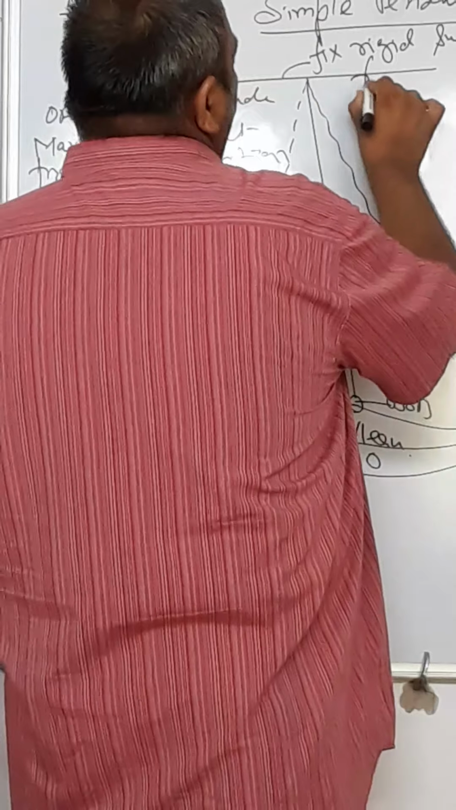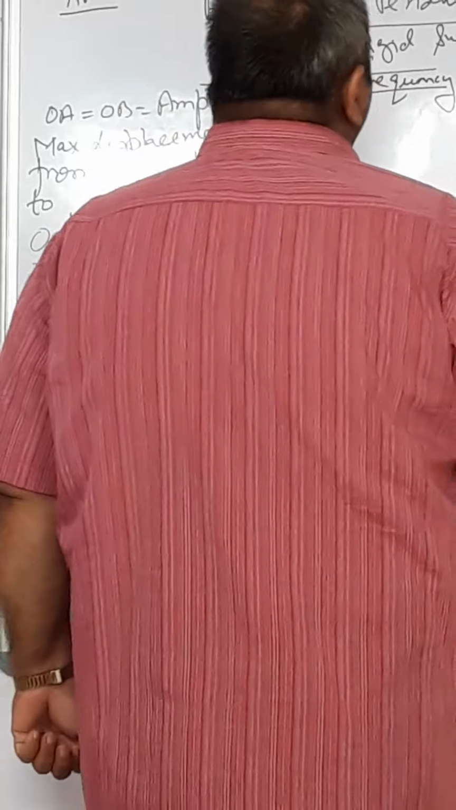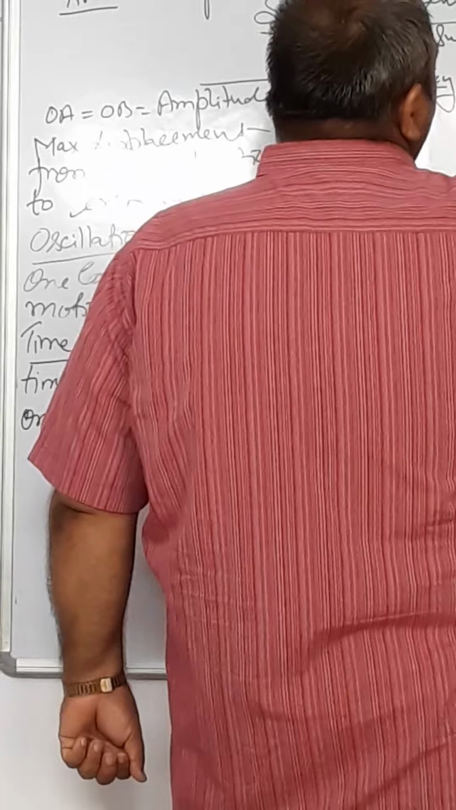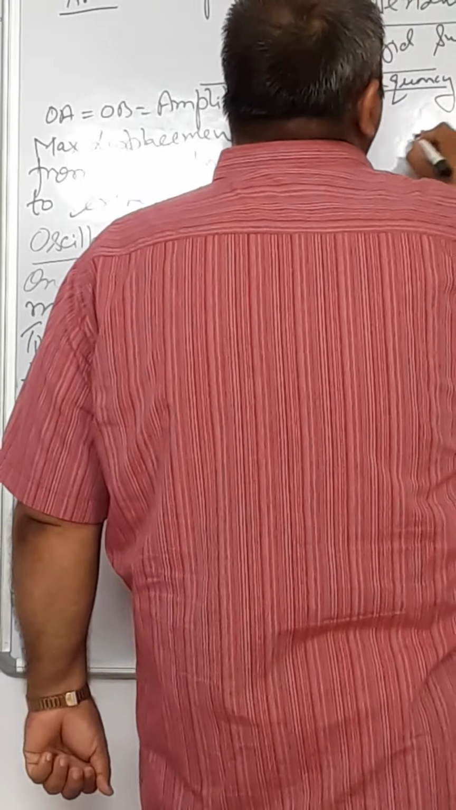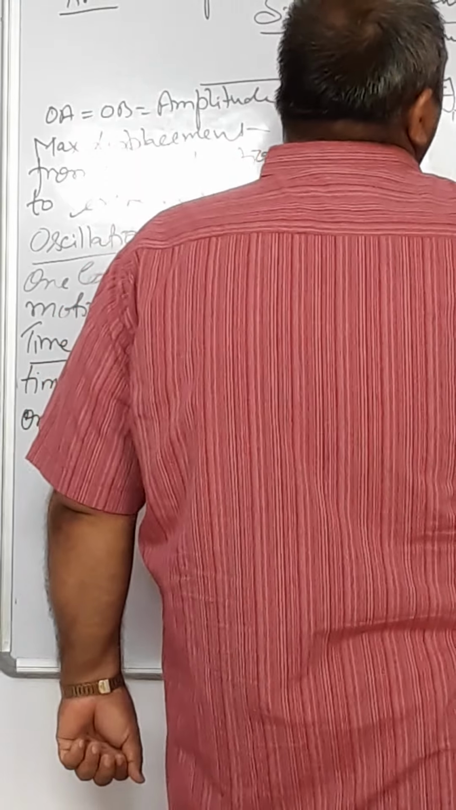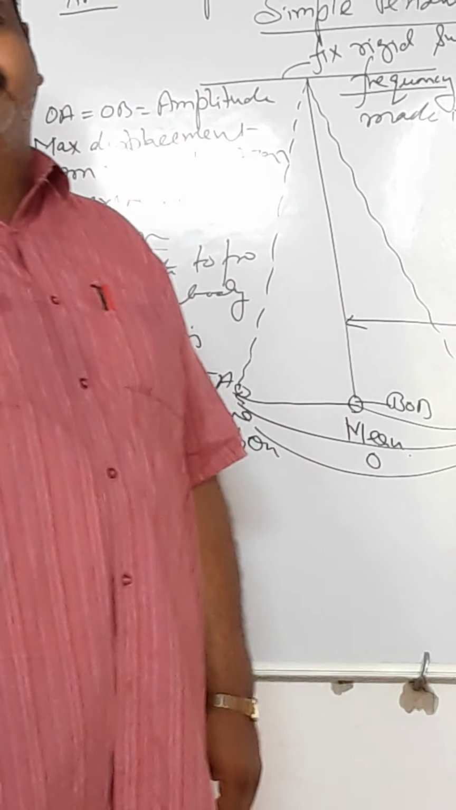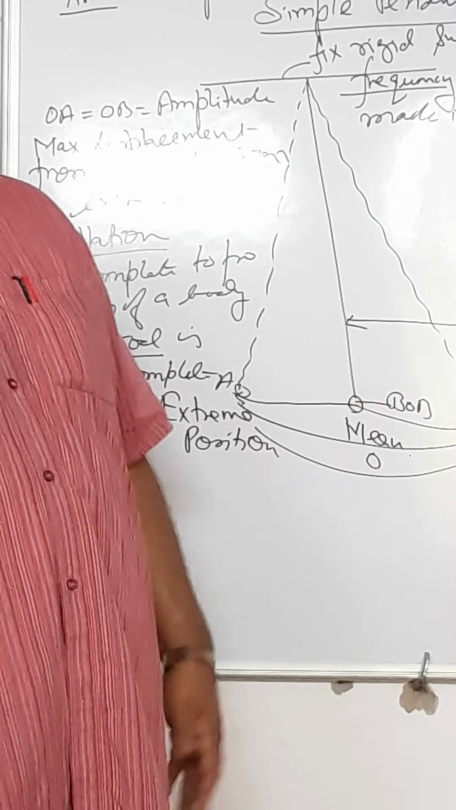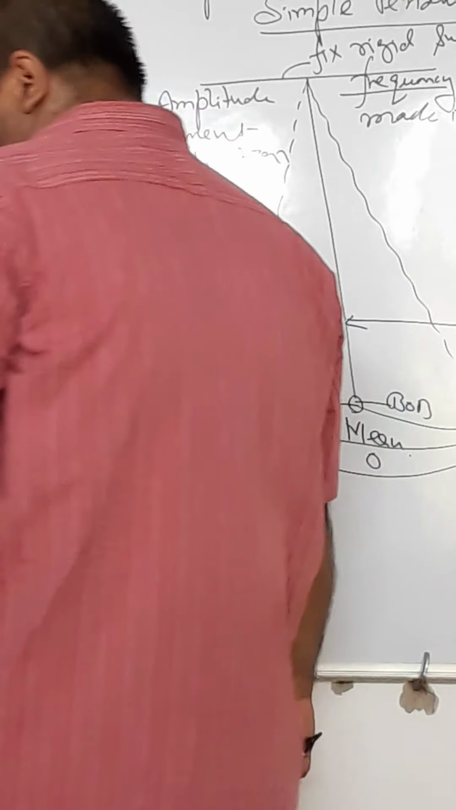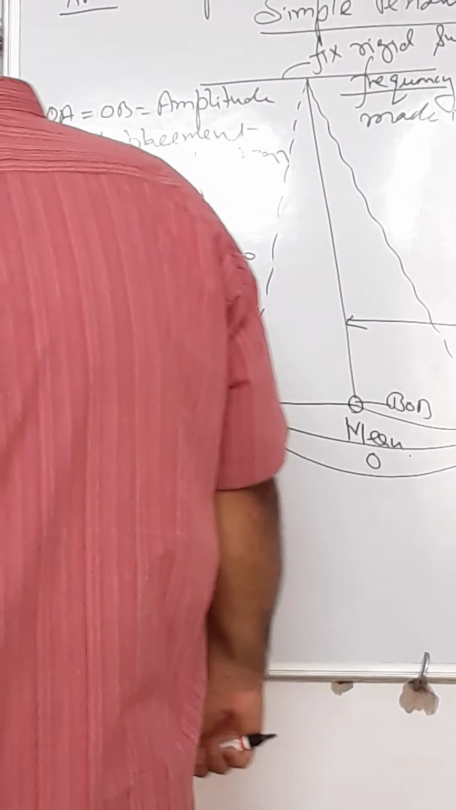Frequency. These all are related terms. Frequency is the number of oscillations made in 1 second. Frequency, number of oscillations made in 1 second. These are a few terms which are related to the simple pendulum: oscillation, period of oscillation, time period, frequency.